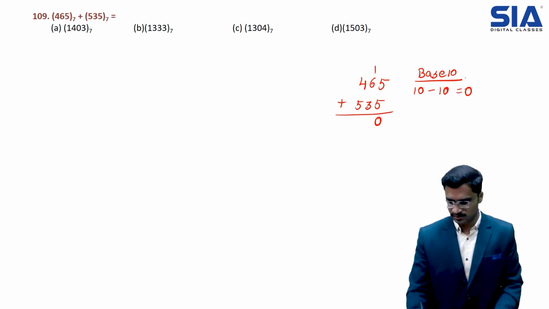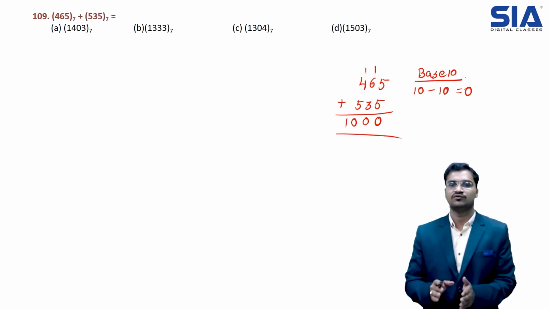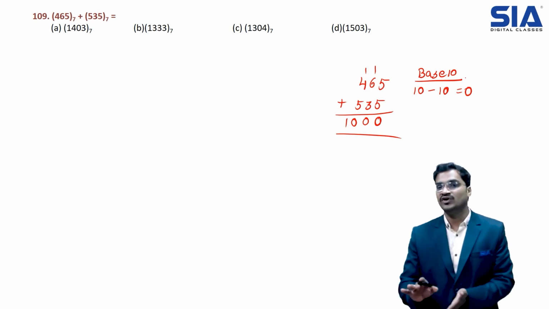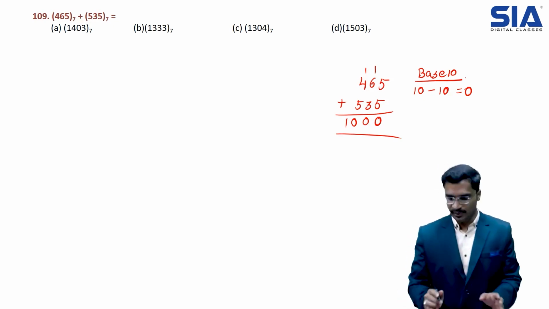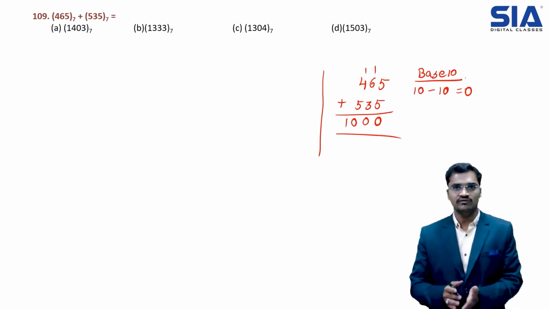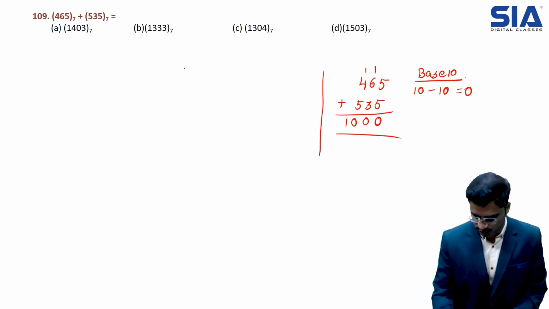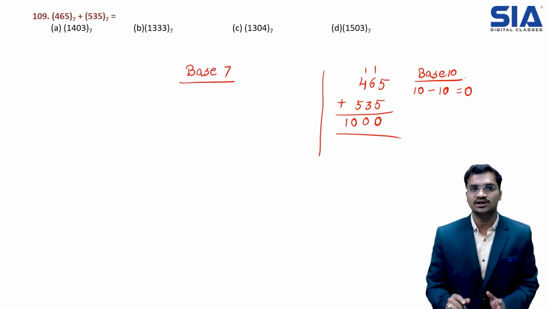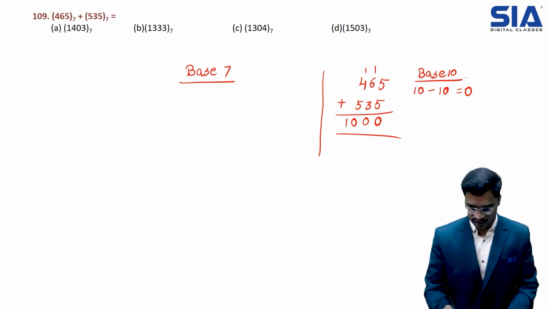In the same way, 6 plus 3 is 9, 9 plus 1 is 10, so 0, carry 1. 4 plus 5 is 9, plus 1 is 10. So the value of 465 and 535 when the base is 10 is 1000. But whenever we are solving with the base of 7, we should consider only the 7 number. So let us see.